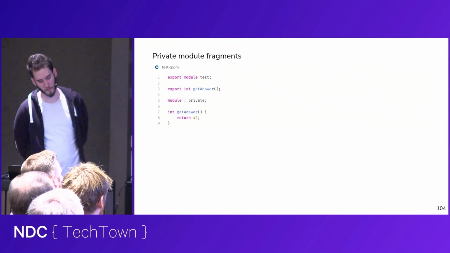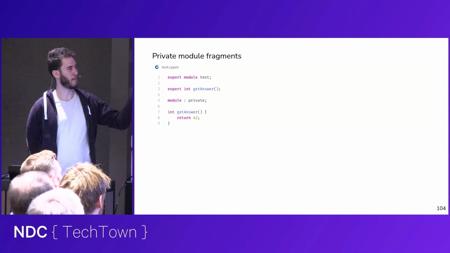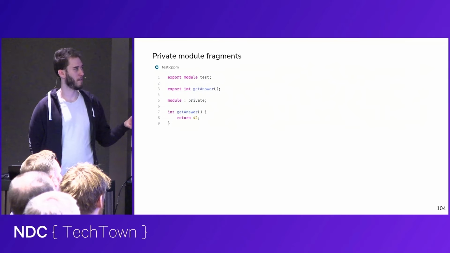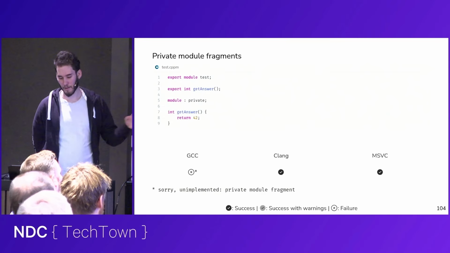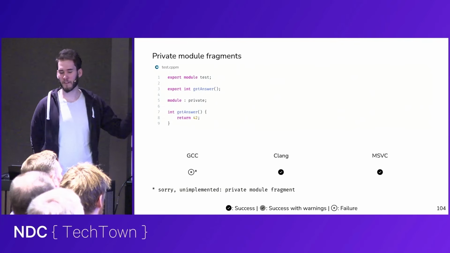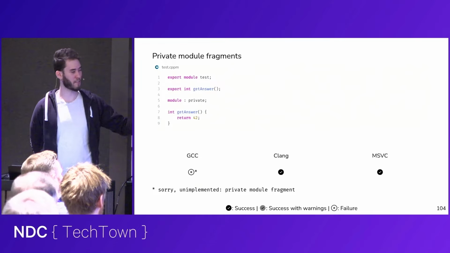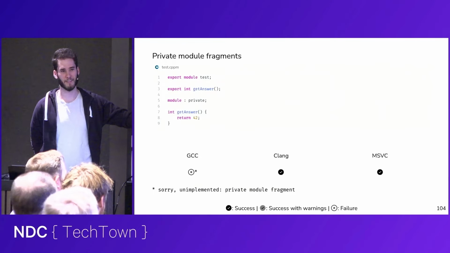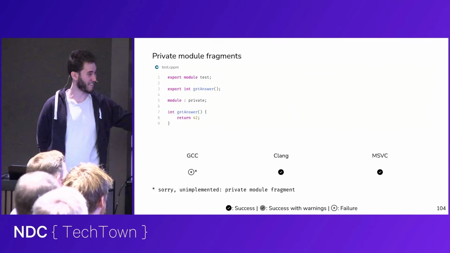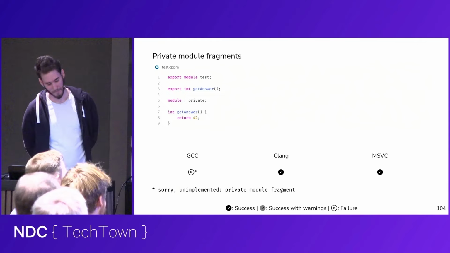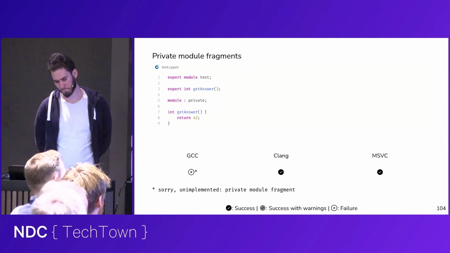Private module fragments, though, if you try to just separate the declaration and the definition of this function, you get an error by GCC, which is the first time in my whole career that the compiler is saying sorry to me and not me saying sorry to the compiler. So that's an amazing error. But, well, the other compilers are able to do it.